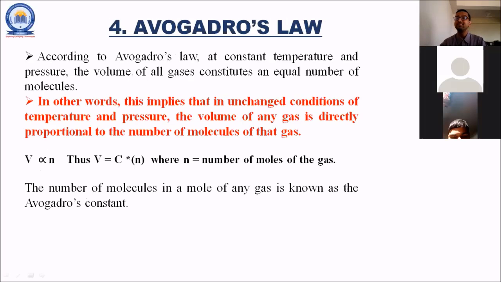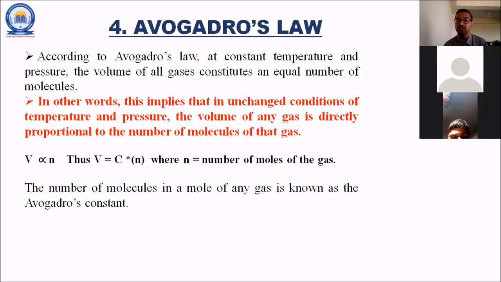Moving further with the next gas law, that is Avogadro's law. So according to Avogadro's law, at constant temperature and pressure conditions, equal volumes of all the gases contain an equal number of molecules. So this law gives us the relationship between the volume and the number of molecules. In other words, this implies that in unchanged conditions of temperature and pressure, the volume of any gas is directly proportional to the number of molecules of the gas.